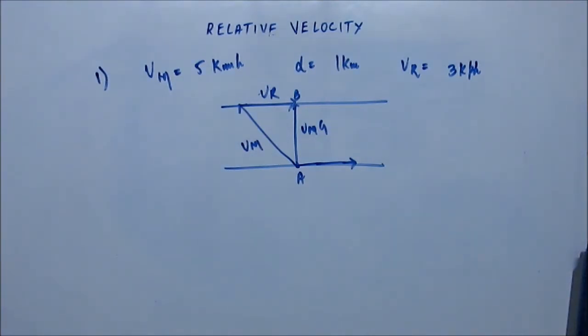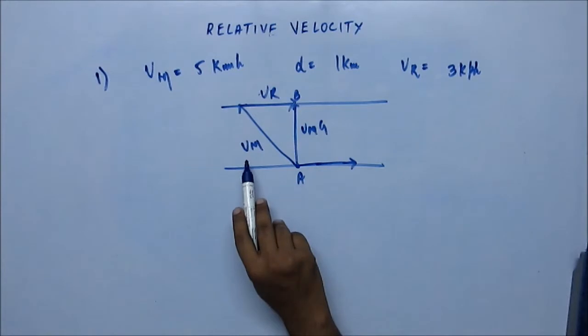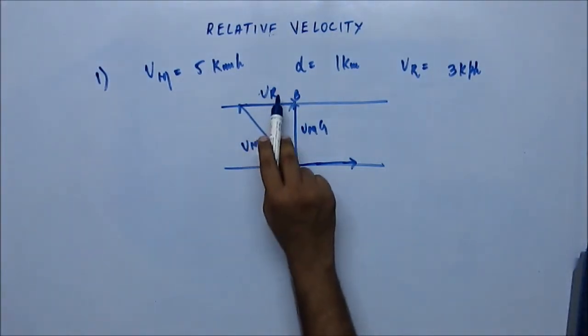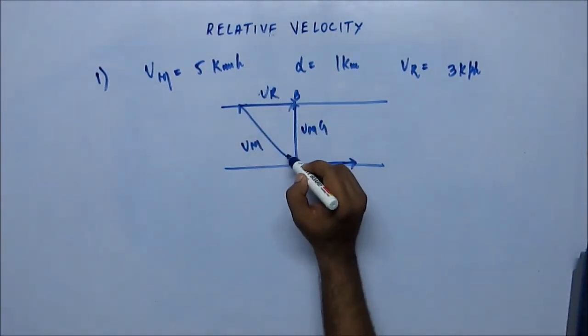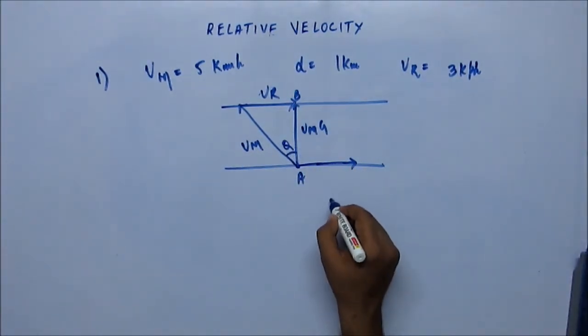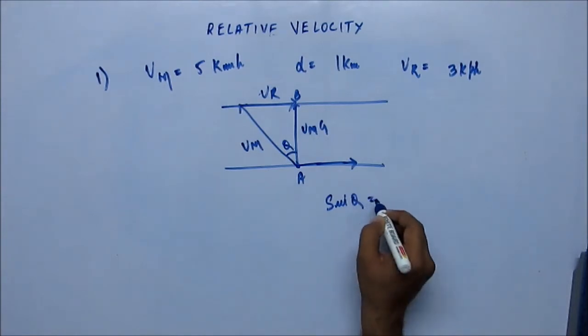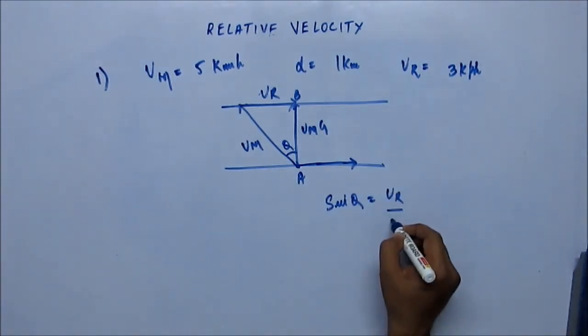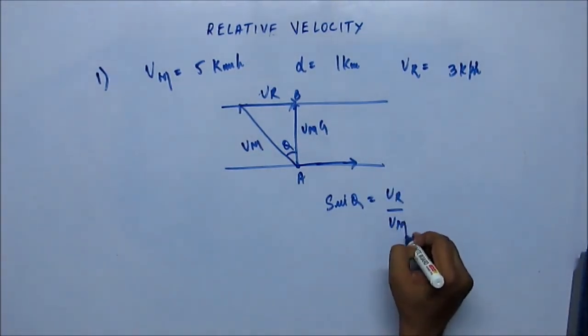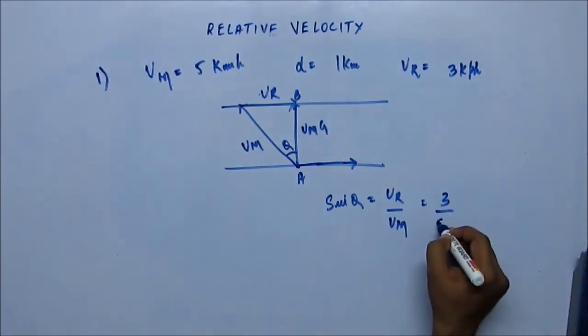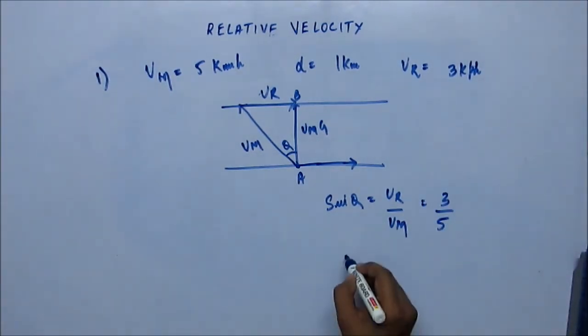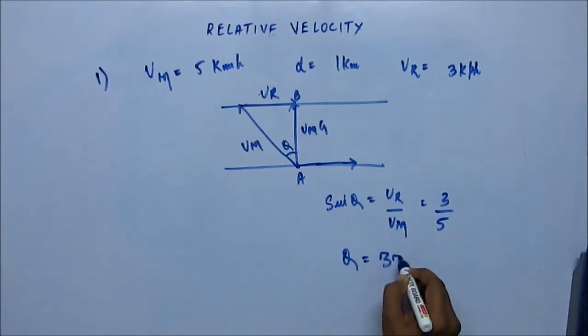So this is again a right angle triangle, and using Pythagoras theorem you can easily find out VAB. Vm is given, Vr we know, and you can find VAB. But they were asking you this angle, theta. So this angle theta can be found out very easily. Sine theta is equal to perpendicular, which is VR, upon hypotenuse, which is VM. VR is given as 3, VM is given as 5, sine theta is 3 by 5, then theta would be 37 degree.